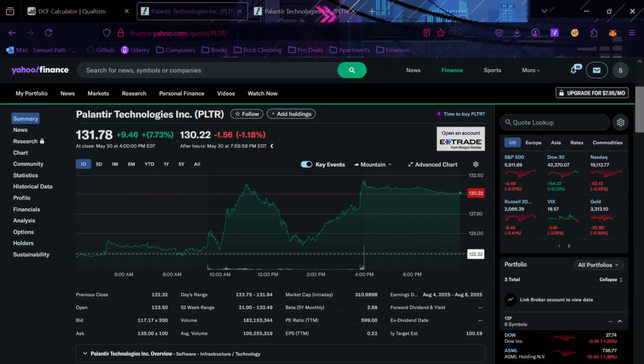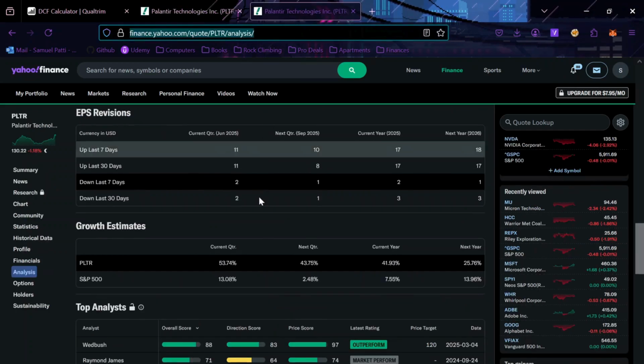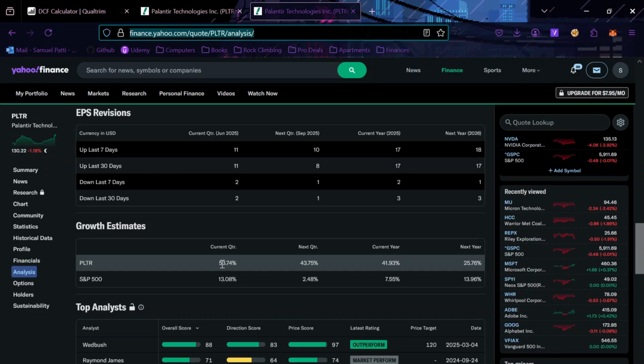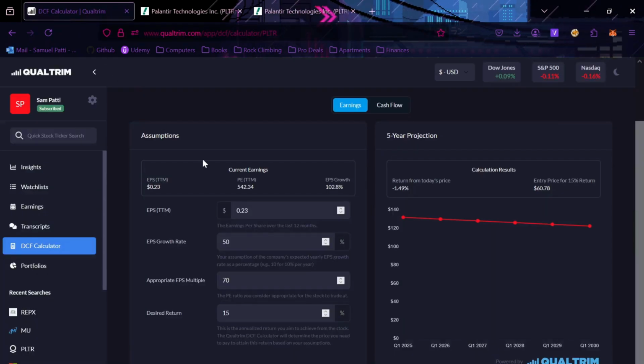This company is still rapidly growing, so using Graham's method won't give us as accurate data since it only relies on earnings per share, which is 23 cents currently for Palantir. But looking at growth estimates, we see estimates ranging roughly from 50 to 25%. Plugging this into Qualtrim, we get a disappointing picture.